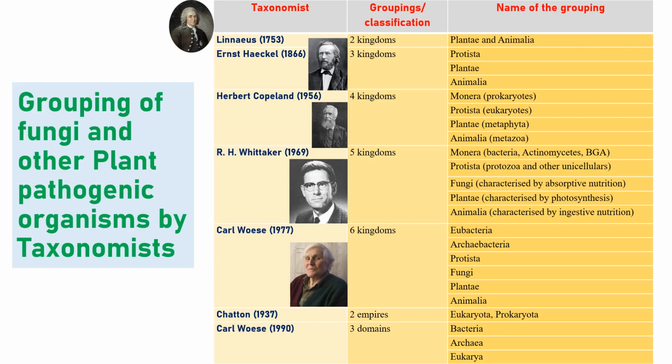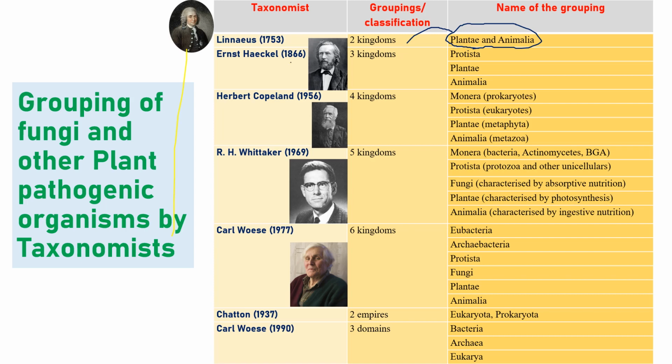These are the various famous taxonomies, the classifications that have been done. It starts with Linnaeus. Linnaeus gave a two kingdom classification, Plantae and Animalia. He divided the entire living world into two kingdoms: all plants under the plant kingdom, all animals under the animal kingdom.